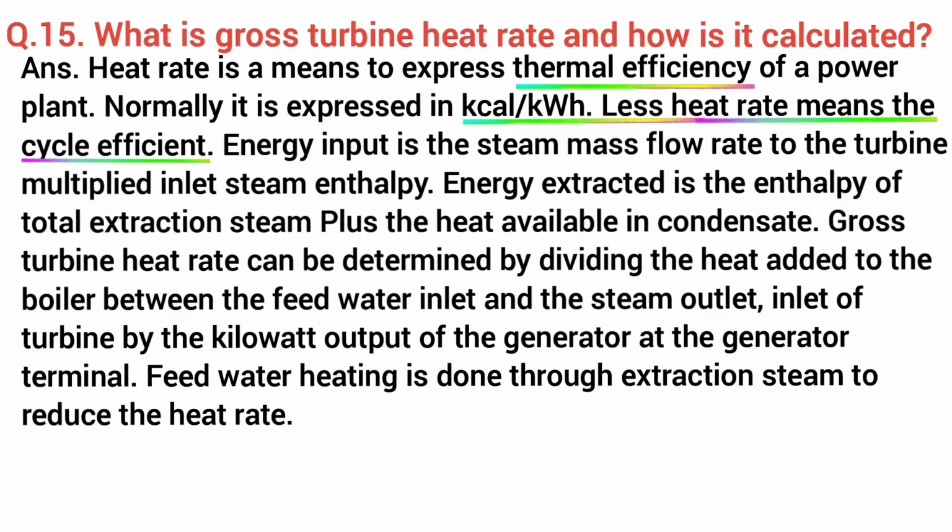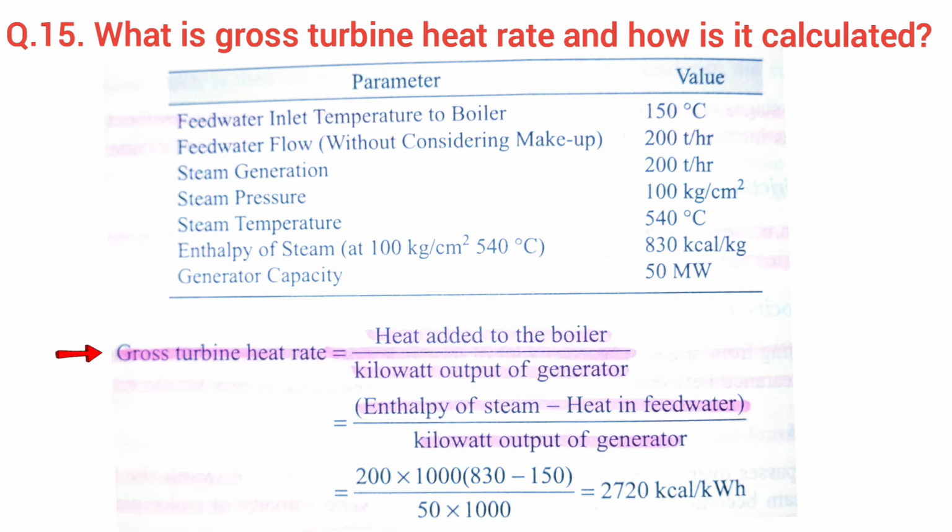Feed water heating is done through extraction steam to reduce the heat rate. Gross turbine heat rate is equal to heat added to the boiler per kilowatt output of generator, or enthalpy of steam minus heat in feed water divided by kilowatt output of generator.